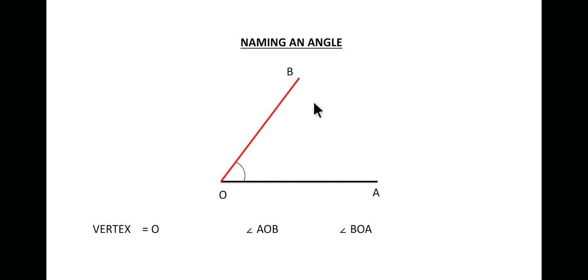So you cannot say ABO, which is wrong. Or similarly, you cannot say BAO because A and B are not connected by any straight line. So you have to say the way you are drawing the angle. It is from A to O and from O to B. So it is AOB or BOA. So this is the way you name an angle.